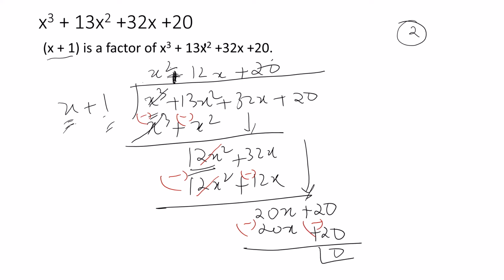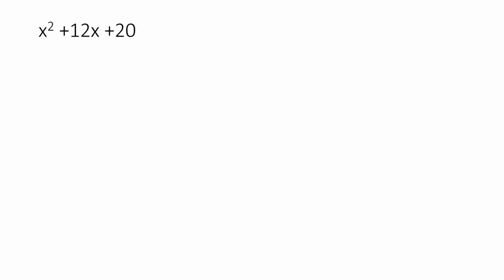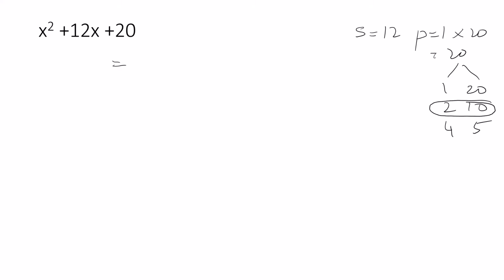Now what is the next step? We have to find out from this quotient. You should go for splitting the middle term and find out the remaining two factors. So we can go for splitting the middle term, where the sum is 12 and the product is equal to 1 into 20, that is 20. Now write the factors: 1 and 20, 2 and 10, 4 and 5. Out of these pairs, 2 and 10 will be the correct one.